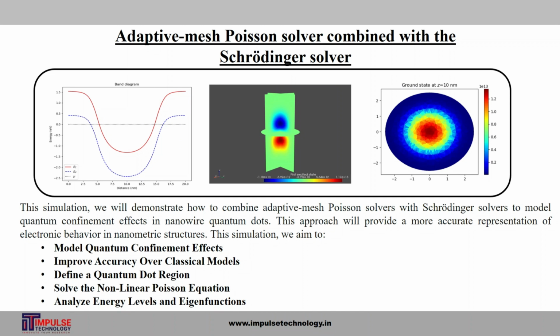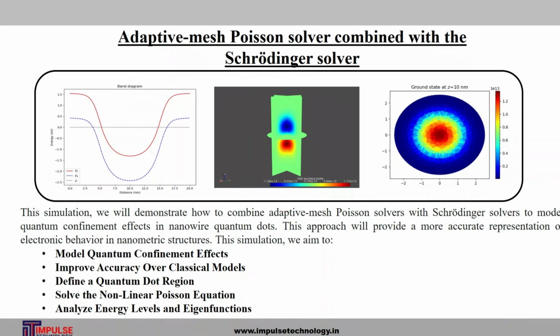In the classical model, a statistical model treats electrons as a classical gas, which can lead to inaccuracy in nanometric structures due to neglect of the quantum confinement effect. This simulation aims to model the quantum confinement effect, improve accuracy over the classical model, define a quantum dot region, solve the nonlinear Poisson equation, and analyze energy levels and eigenfunctions.